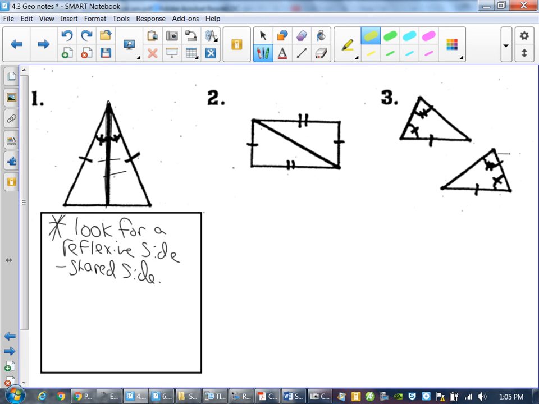Now what do you have for those 2 triangles? If you look at the tick marks, what does it have? Side, angle, side. There is no side-side-angle, because you want to make sure you have 2 sides and the angle between them. So these 2 triangles can be shown to be congruent to each other because of side, angle, side.